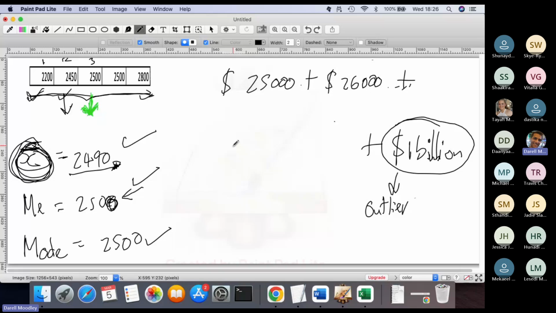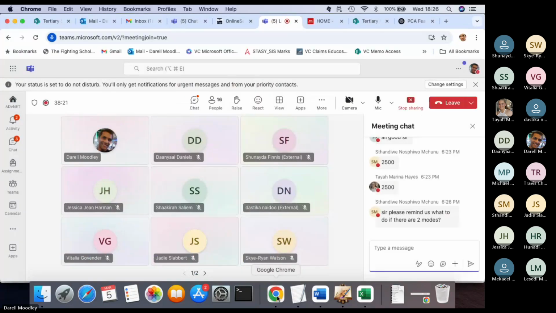Let's just say in our data here, there was another number. There was 2,800 again. So here, these numbers occur twice, and these two numbers occur twice. So your mode, what you would say is 2,500 and 2,800. Your data can have two modes. It is possible for it to have two modes, as in this example. Does that make sense? All good? Does that answer your question?